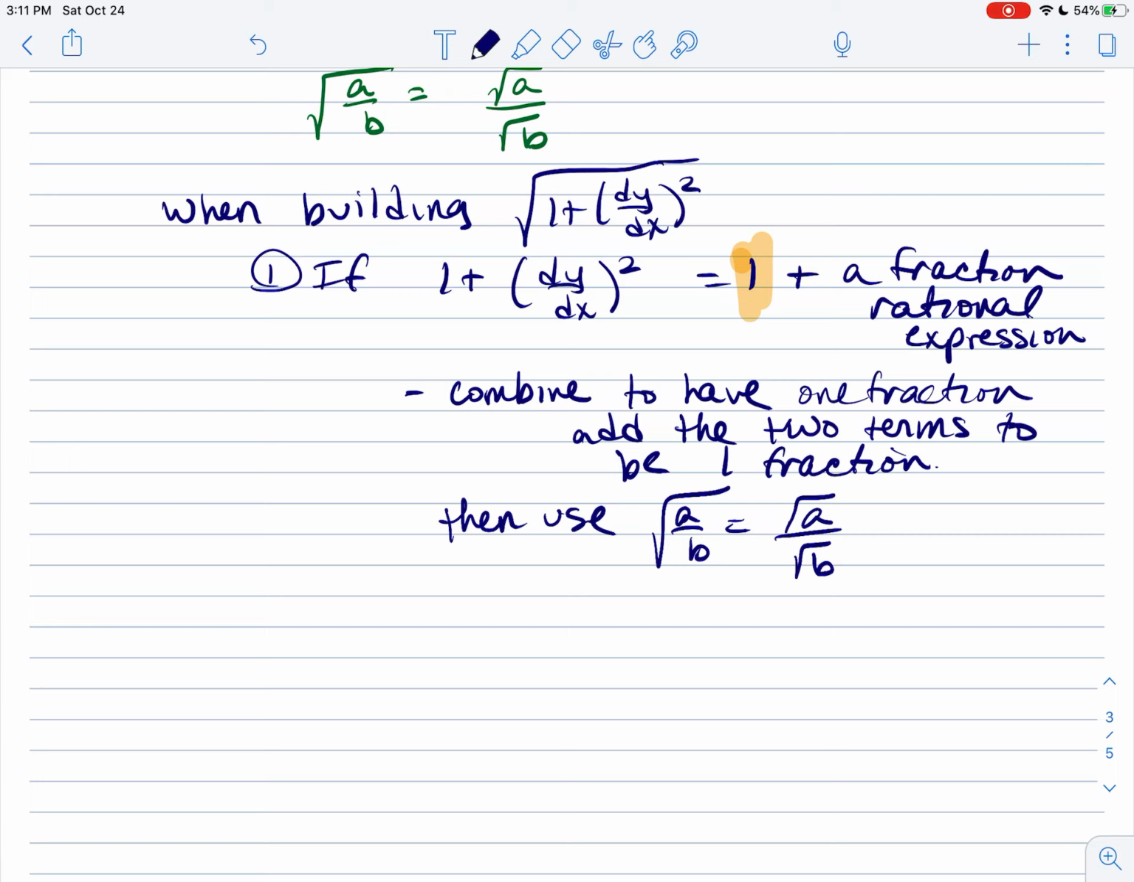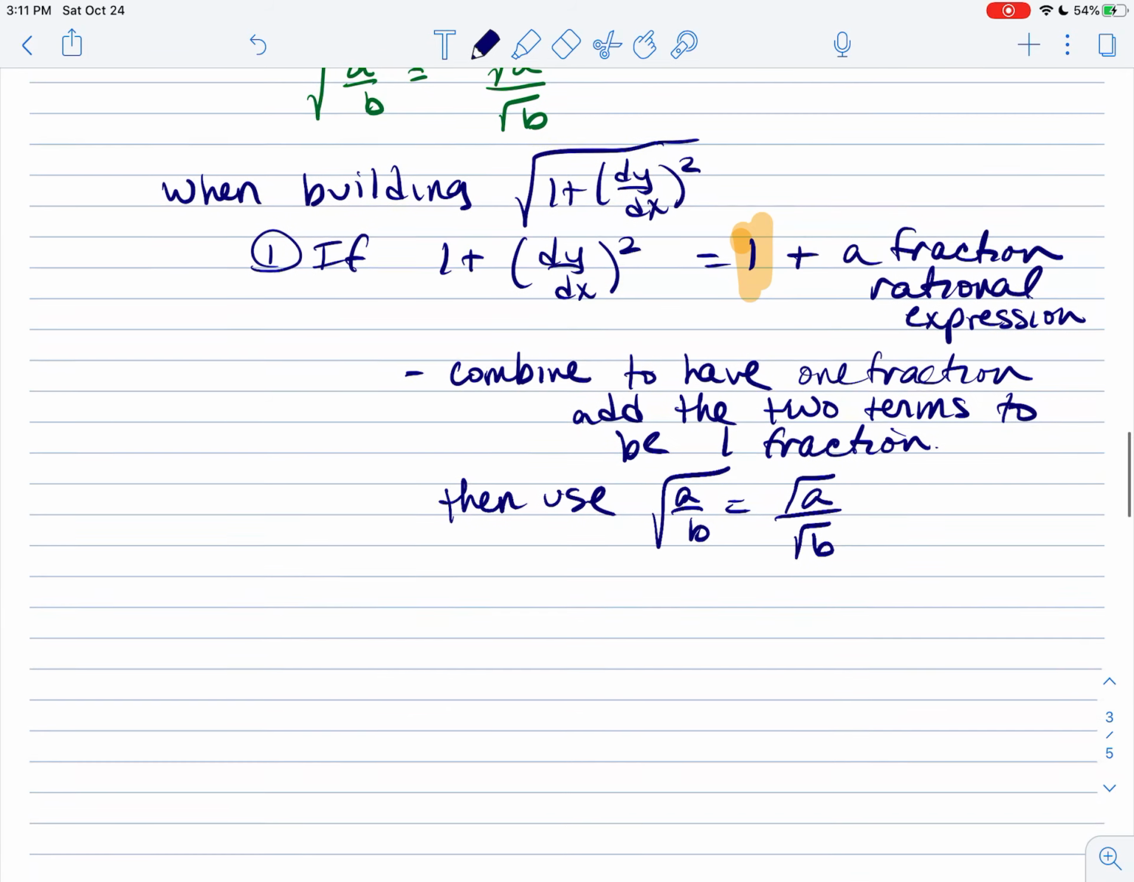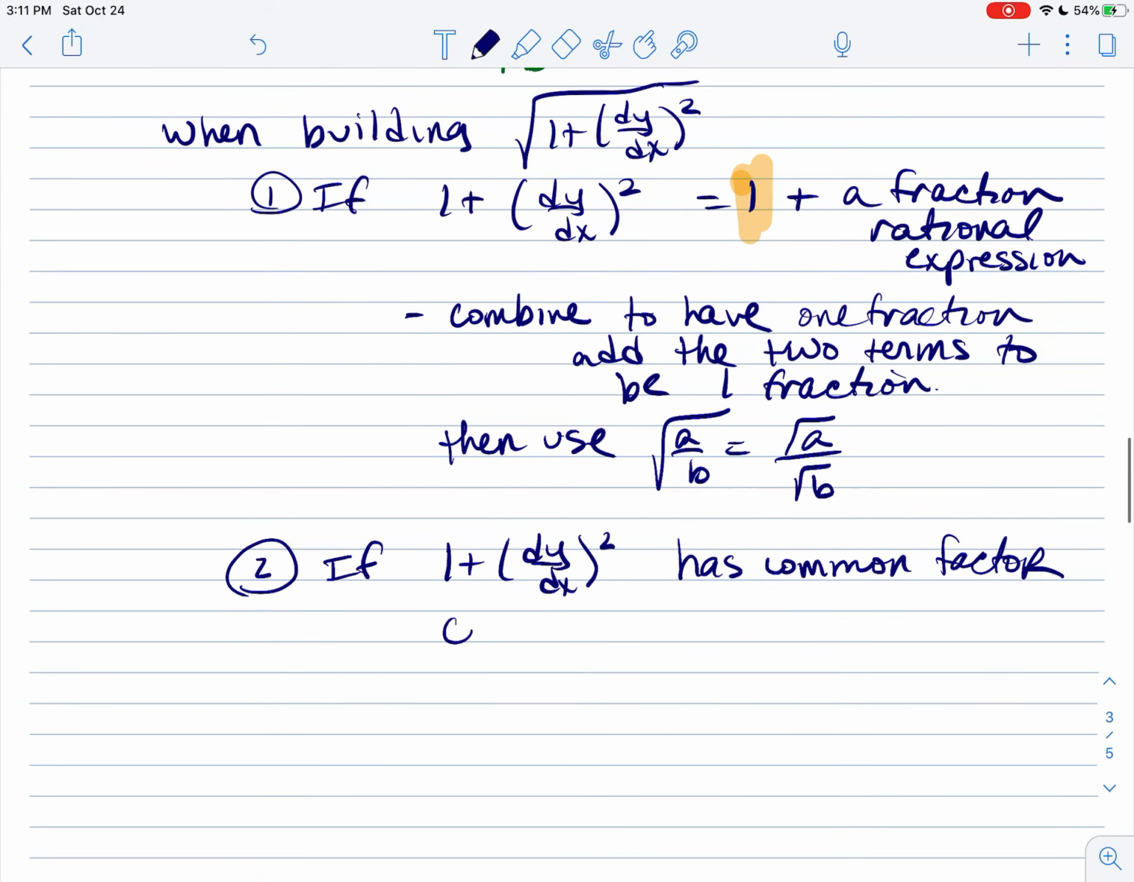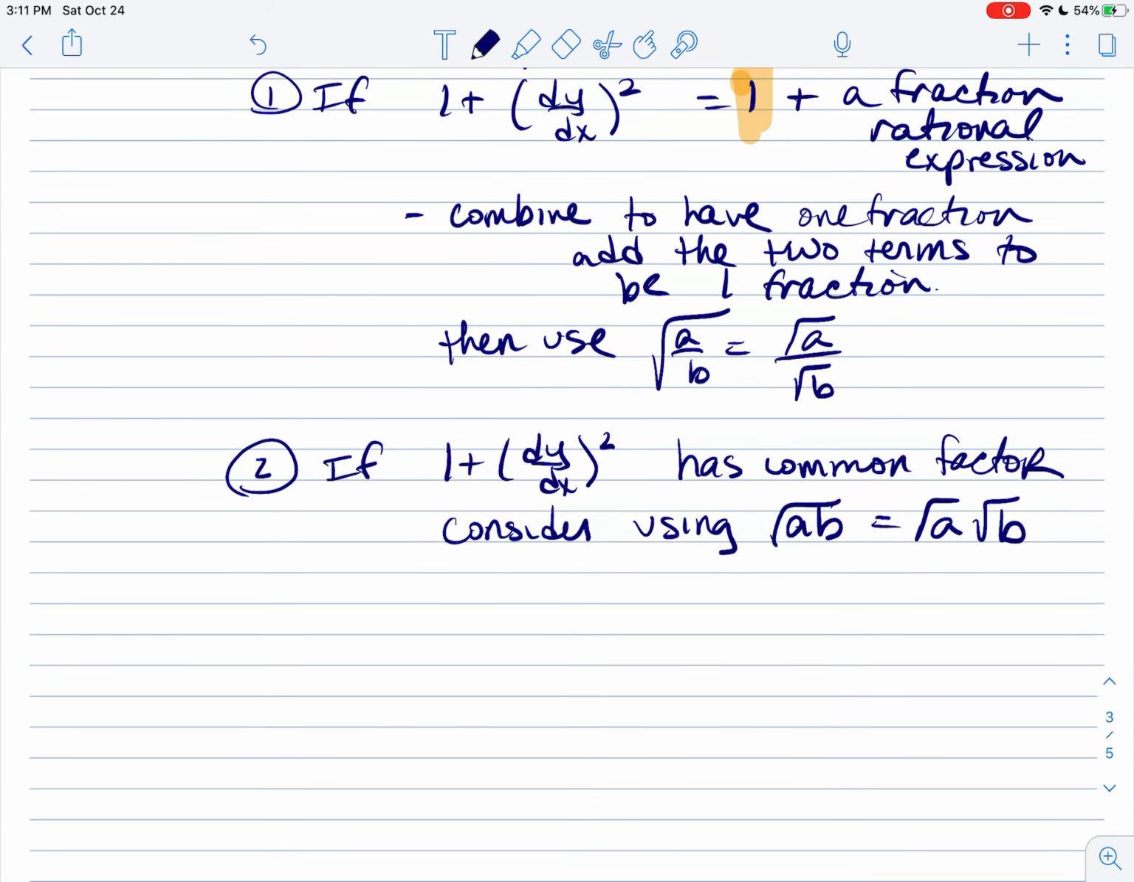If you see after adding 1 to your dy dx squared that you end up with an expression that you can factor something out, you would want to do that. So if 1 plus dy dx squared, which has two terms, has a common factor, consider factoring it out. Consider using the square root of a times b equal to the square root of a times the square root of b.